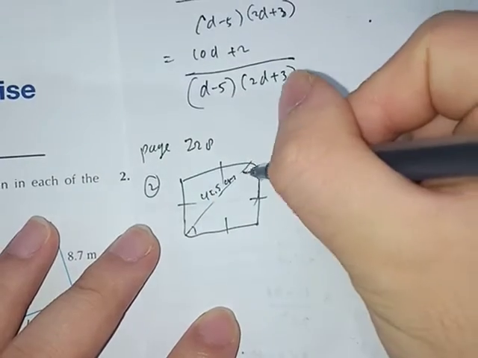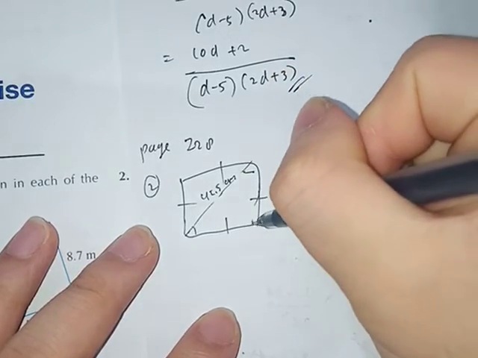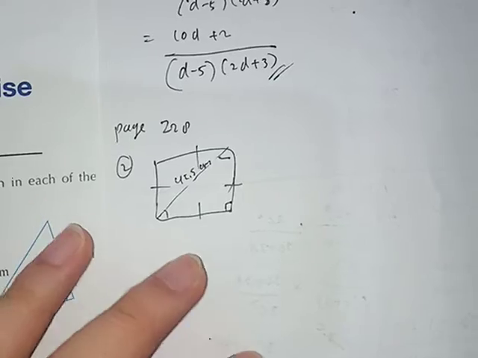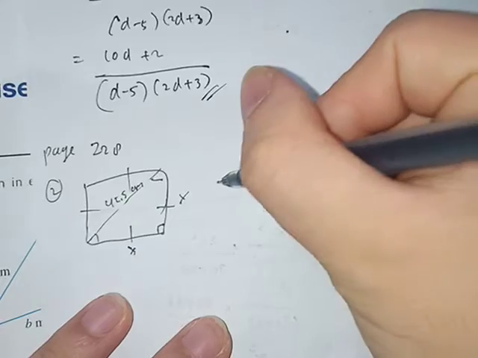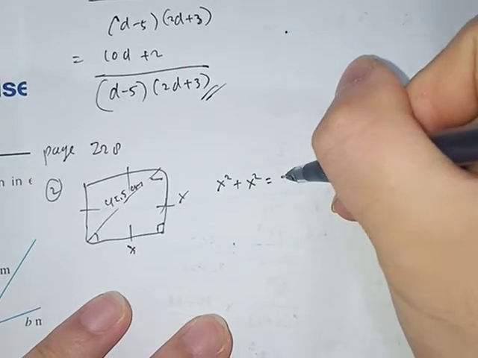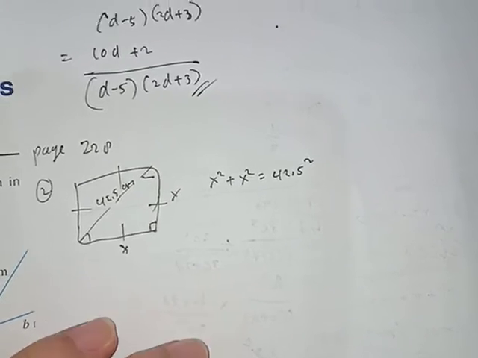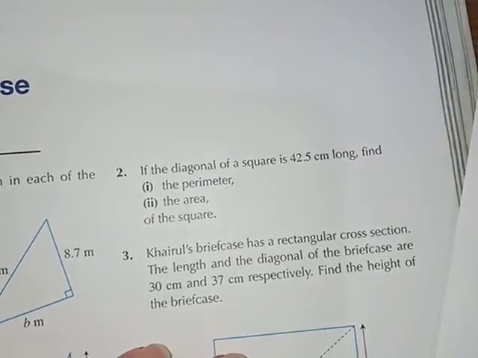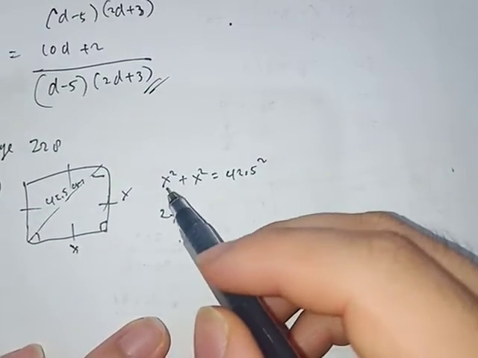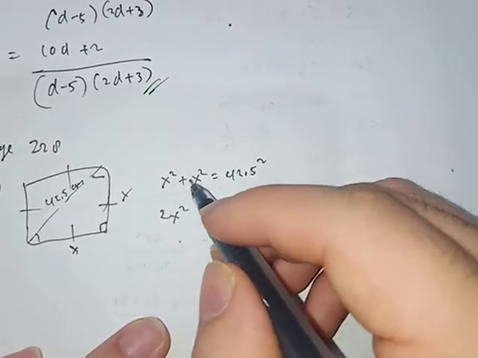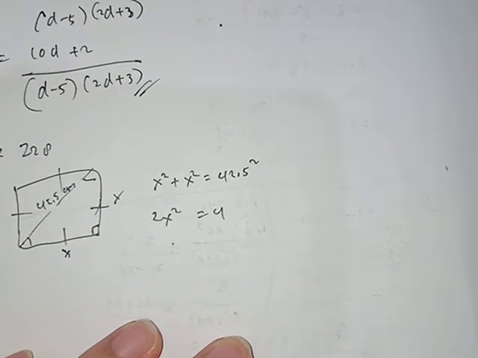Because we know these angles are the same value, this is 90 degrees, so we can use Pythagoras here. If we don't know the side, let's just call it x. This one will be x also. So x squared plus x squared will be 42.5 squared. 2x squared, yeah, because 1x squared plus 1x squared, right? Like 1 apple plus 1 apple, 2 apples. 42.5 squared.